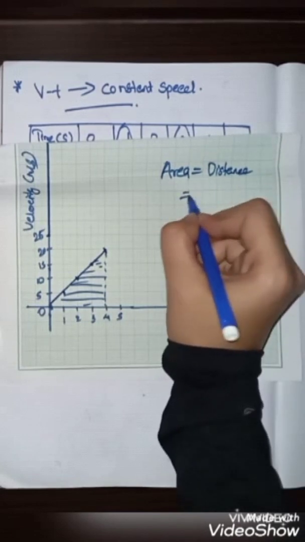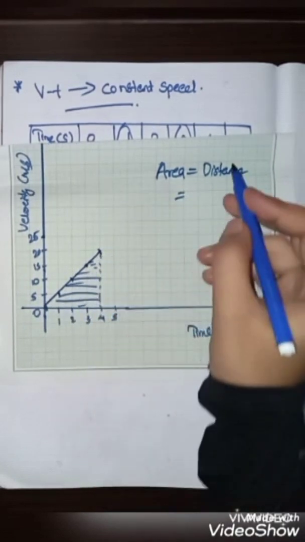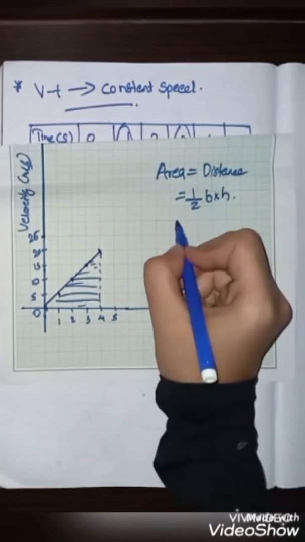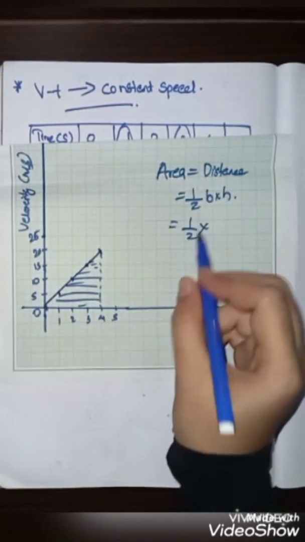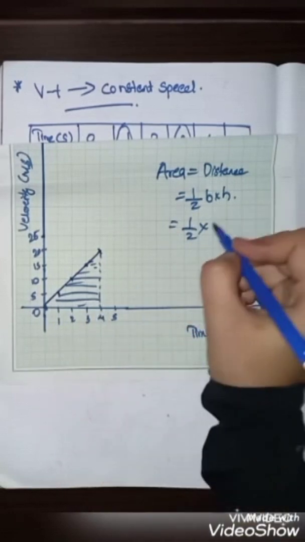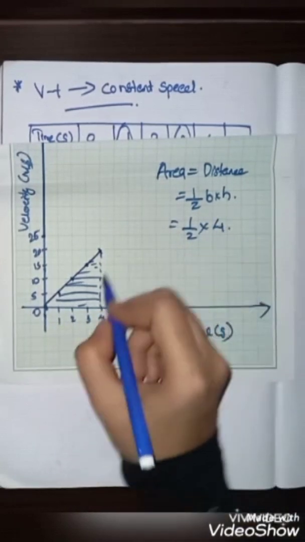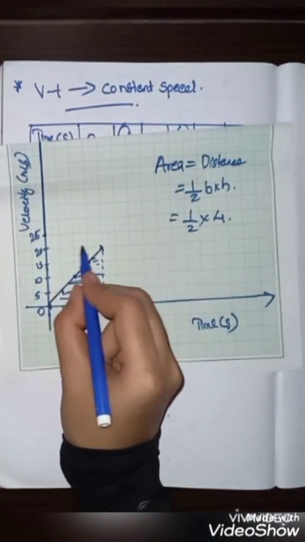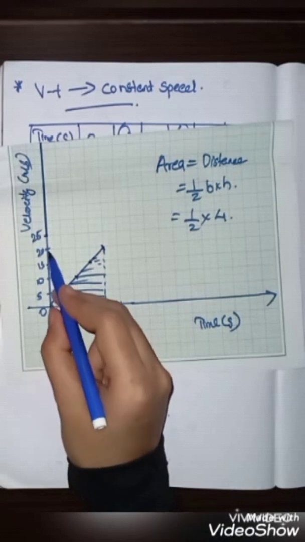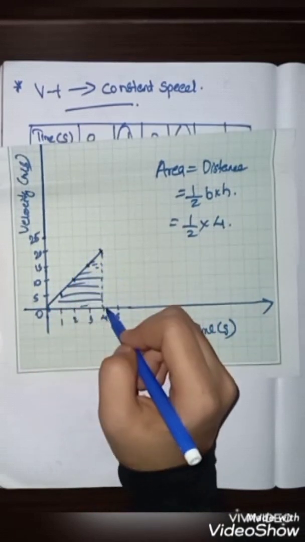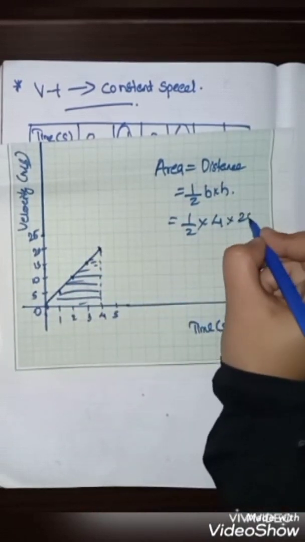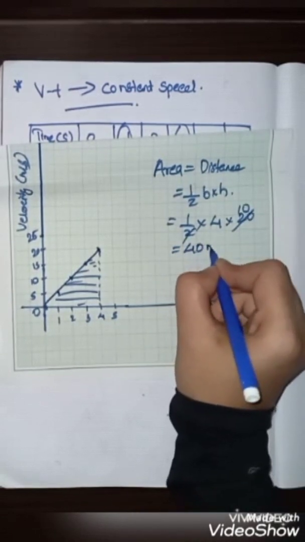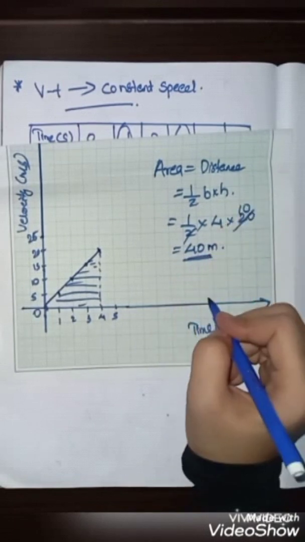Therefore area is equal, here it is a triangle, so half into b into h. Here half into b, breadth, it is 4, and height it is equivalent to this side, therefore it is 20 is the height. 4 into 20, then it is 40 meter. So the distance here is 40.